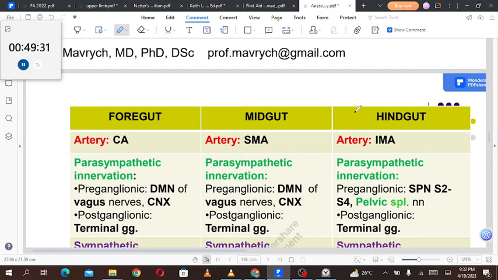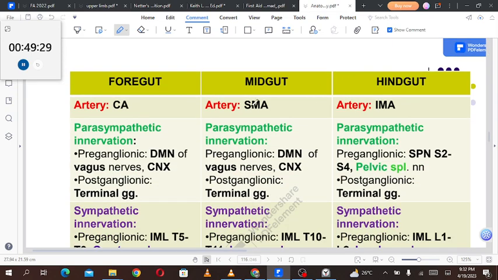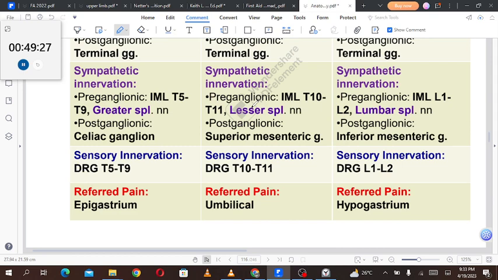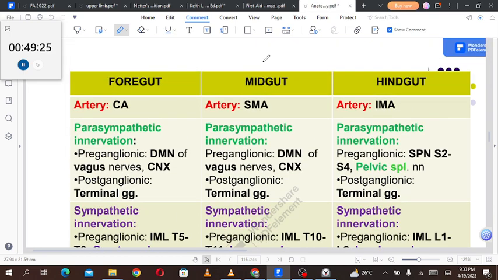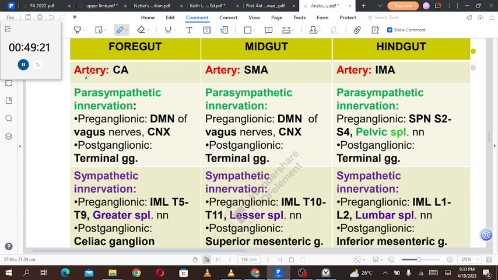Moving forward, these are the arterial supply and the nerve supply. These are some neurovascular structures of the foregut, midgut, and hindgut. For the foregut, the arterial supply is coming from the celiac artery. The parasympathetic innervation is divided into preganglionic and postganglionic segments. The preganglionic segments for the foregut come from the dorsal motor nucleus of the vagus, that is CN10, cranial nerve 10, and the postganglionic ones come from the terminal ganglia.